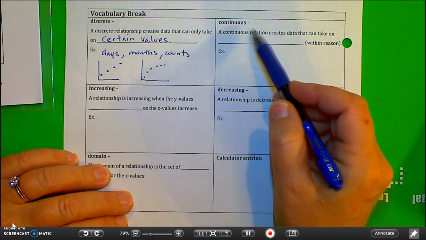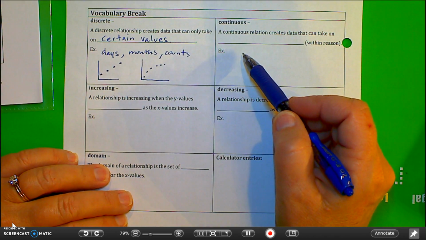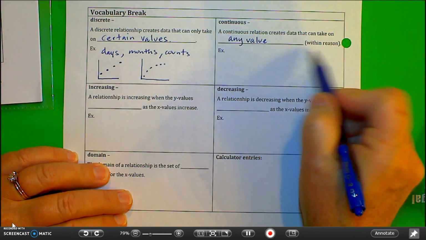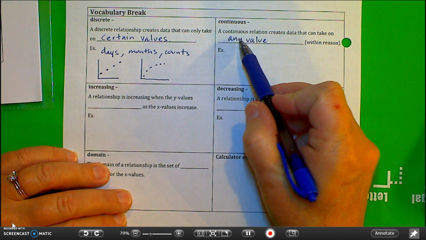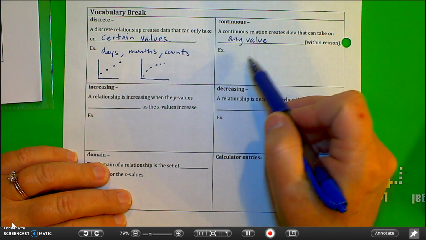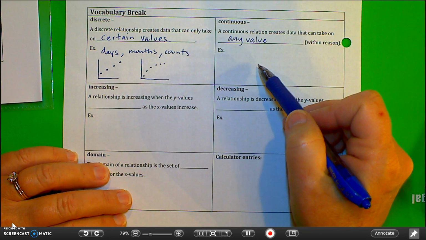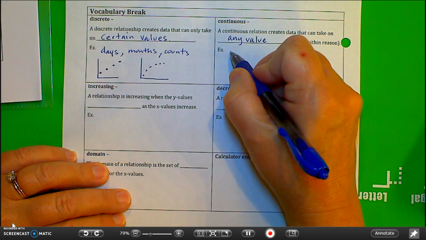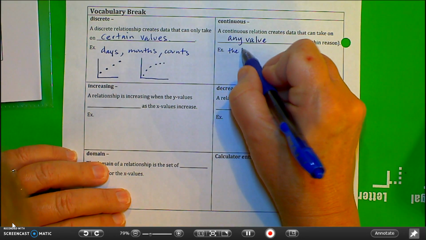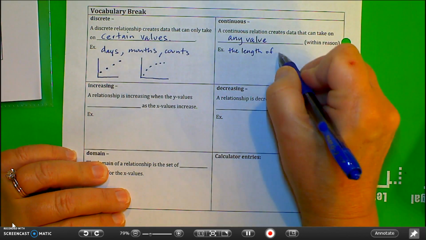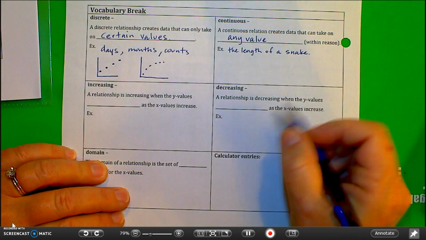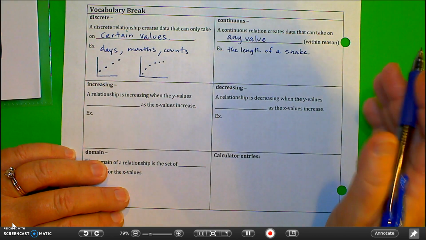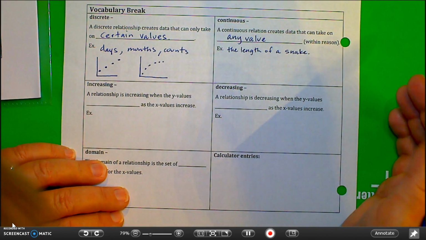On the other hand, a continuous relationship creates data that can take on any value. Well, any value within reason. So there are some continuous relations that can use any numbers from negative infinity to positive infinity. But many times it's a smaller set of numbers. For example, if you are measuring the length, say, of a snake. A snake could be a few inches long all the way up to several feet long, and it can take on any measurement in between the smallest and largest size of a snake.